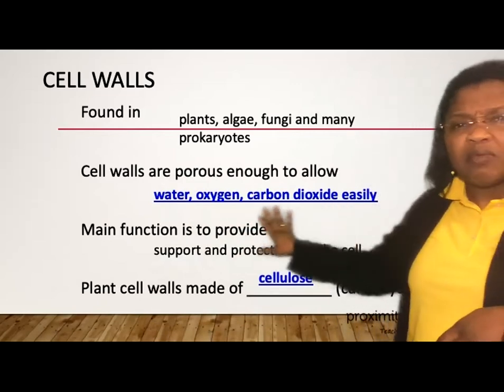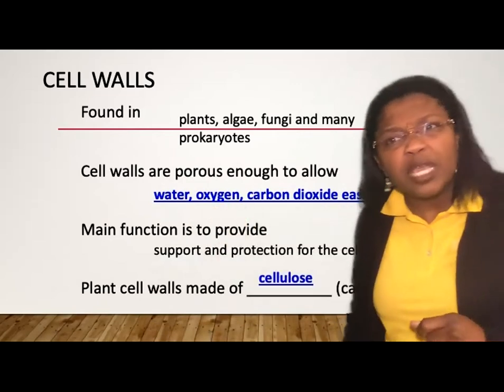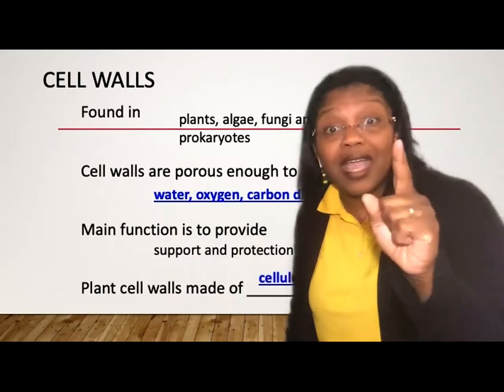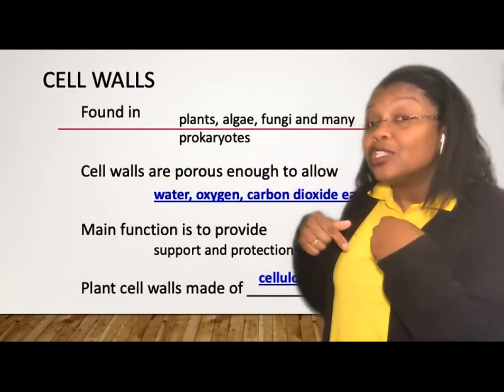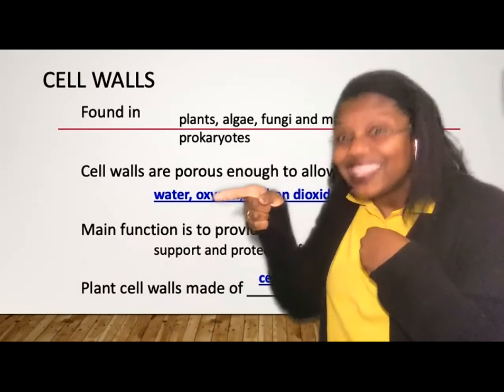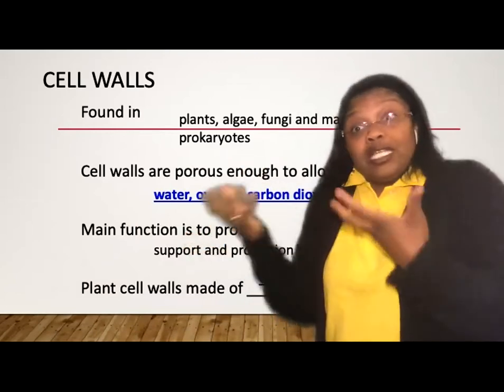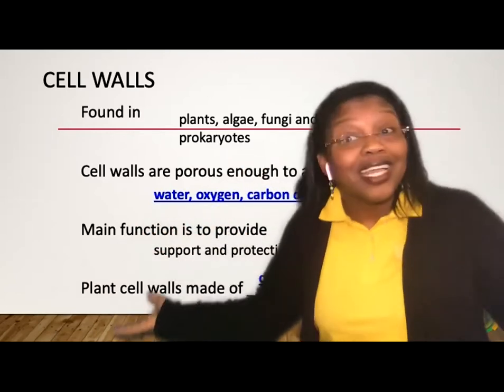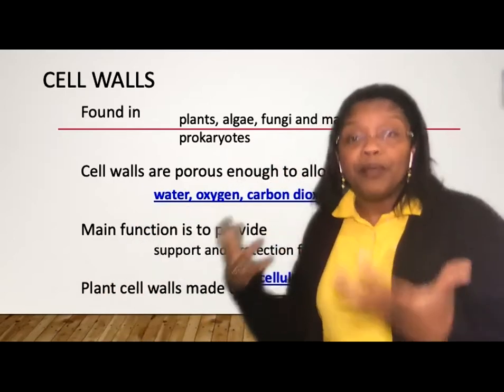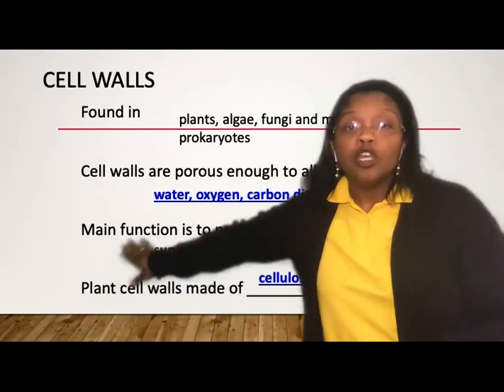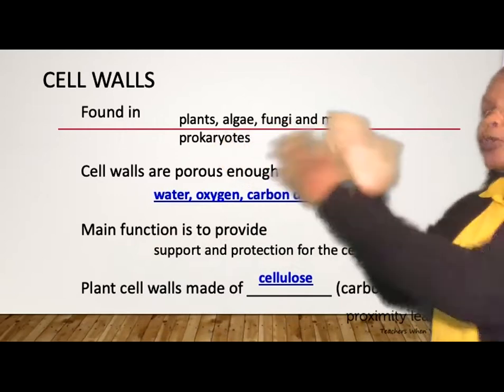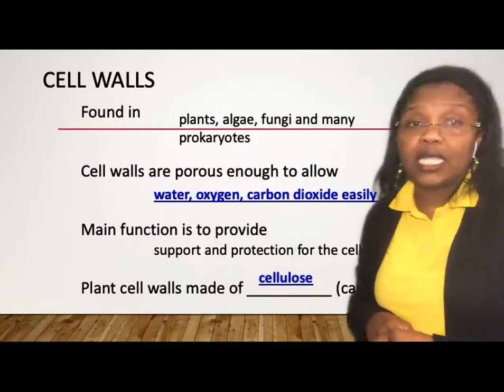They might be thinking, oxygen? Miss O'Geen, plants don't take in oxygen. You're right. They don't take it in, but don't they release it? Yeah. So if they're releasing oxygen to the air, how are you going to get it out of the plant? There's got to be some sort of opening in the cell wall. So those are things that can pass through that cell wall easily.